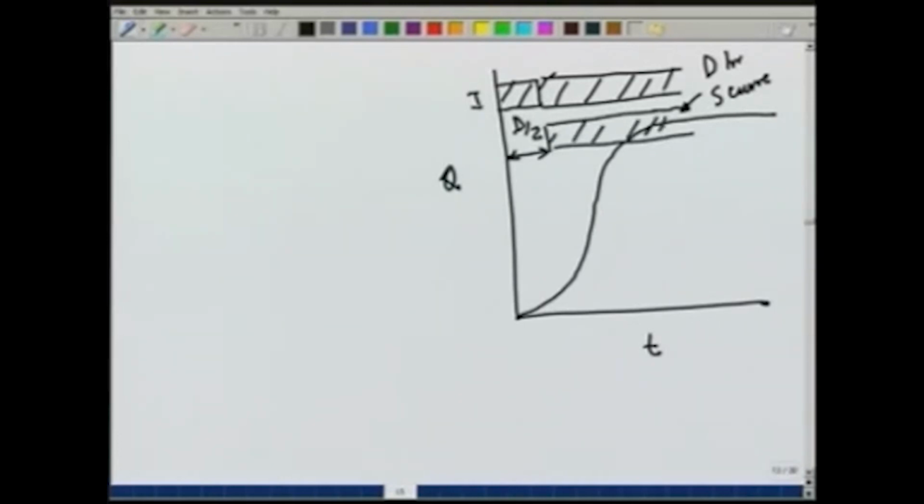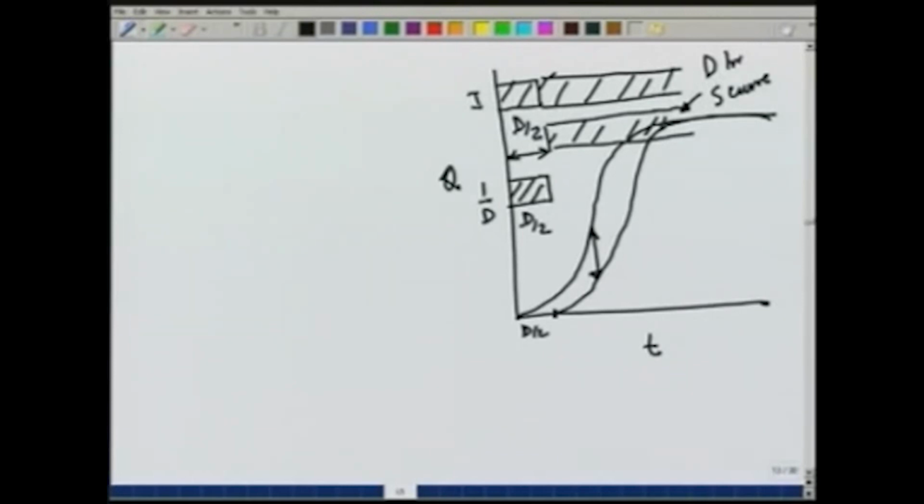Then we would get an S curve which would be shifted by the amount d by 2 and would be parallel to the first S curve. The difference between these two S curves at any time is because of the difference of rainfall between the first and the second case, which is nothing but a rainfall of duration d by 2 and intensity 1 over d.